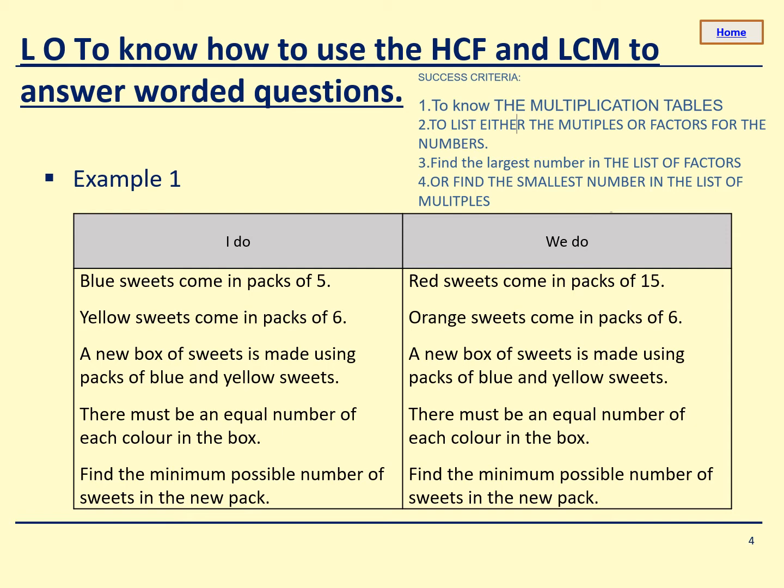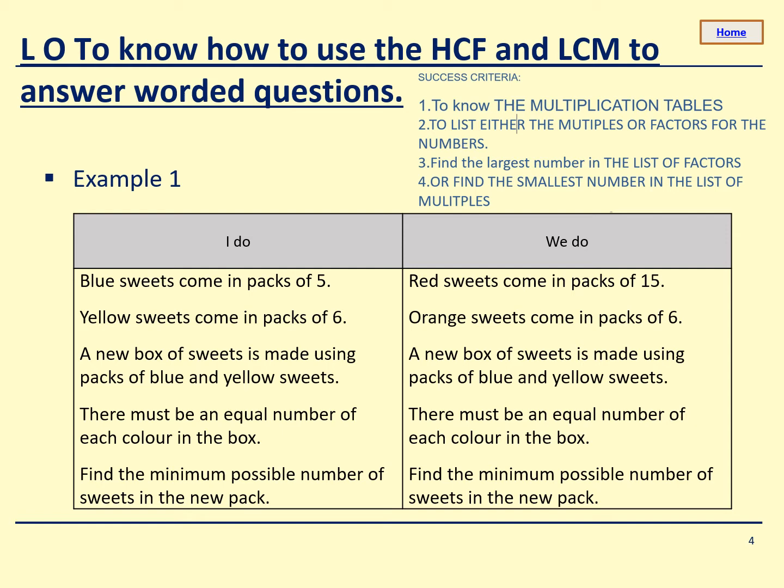So this question is about lowest common multiple. In each box I put packs of blue and yellow sweets. I don't open the packs and I need to make sure that in each box there's the same number of blue sweets and yellow, and I need to find the minimum possible number. So that's the lowest common multiple.